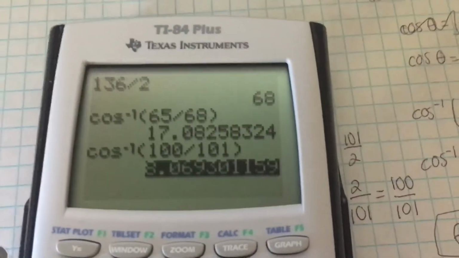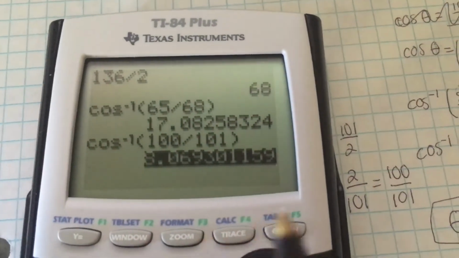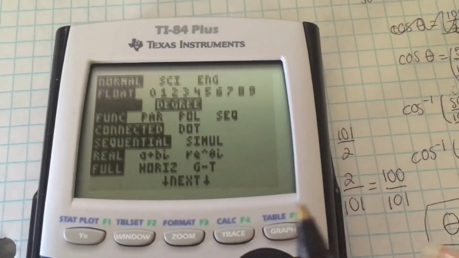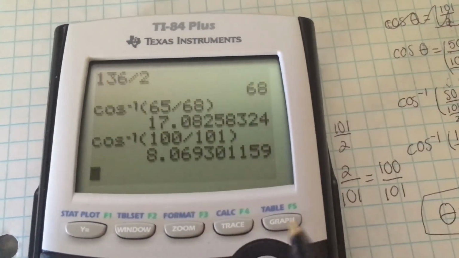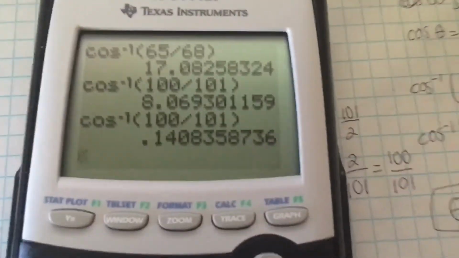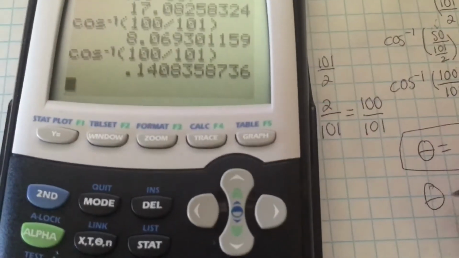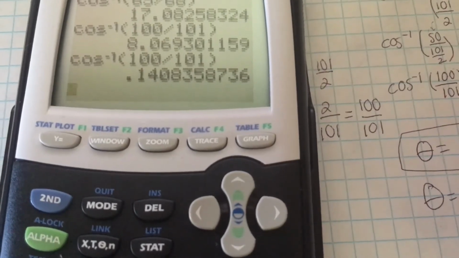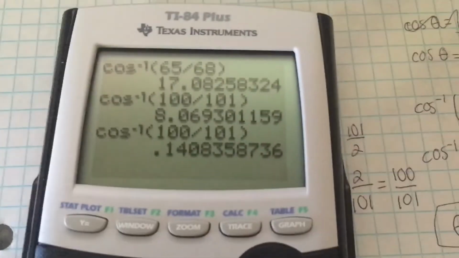If your teacher wants it in radians, just change the mode, go to radians, quit out of there, and do this again, and that's your angle in radians. I hope this helped.